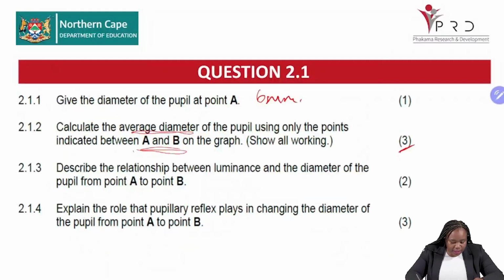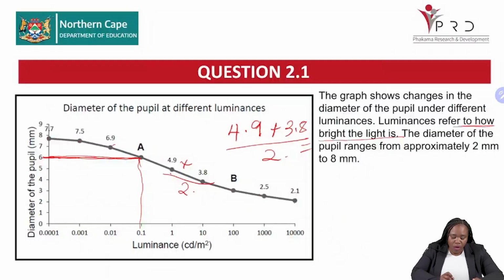Alright, and then the next question, 2.1.3. Describe the relationship between luminescence and the diameter of the pupil from point A to point B. Right, now let's go back and have a look at what is happening here. We can see that the diameter is basically decreasing from the first point until the last point. There is that constant decrease.